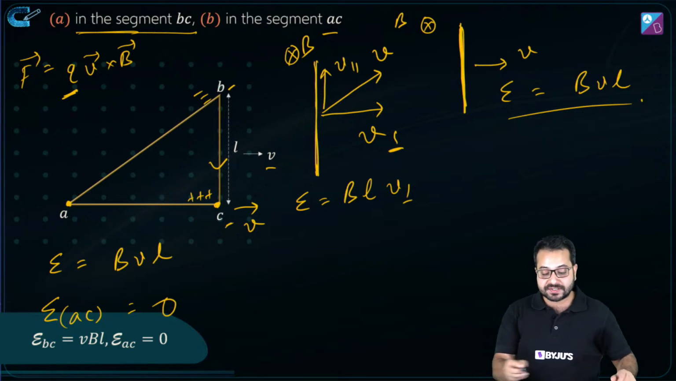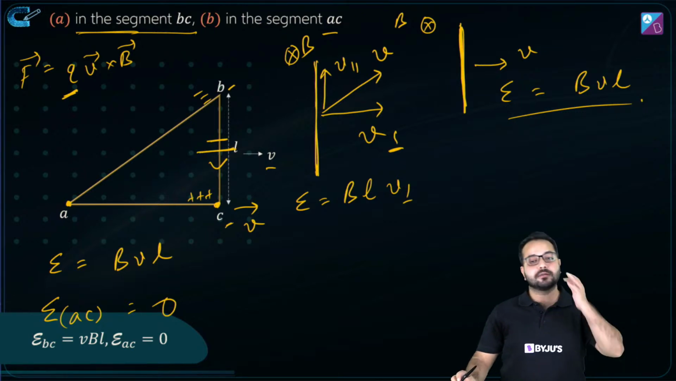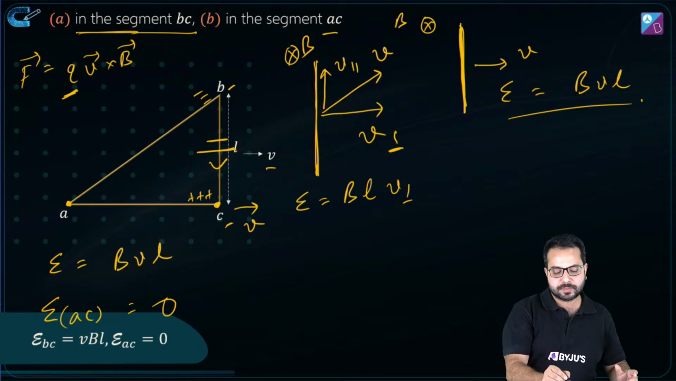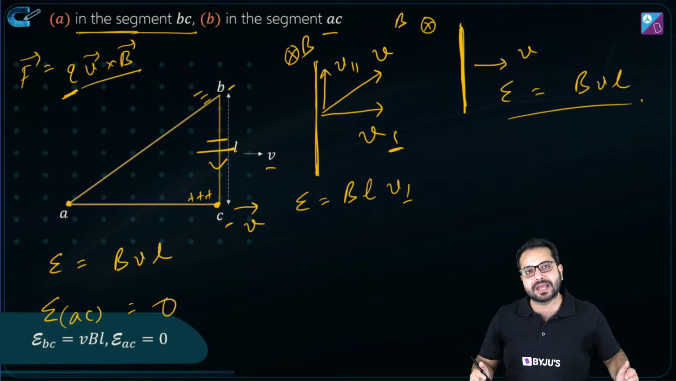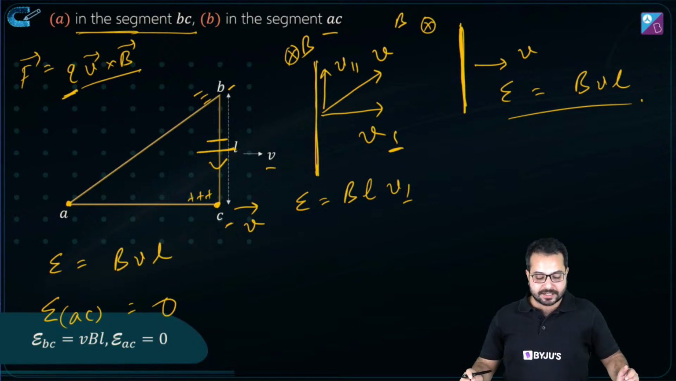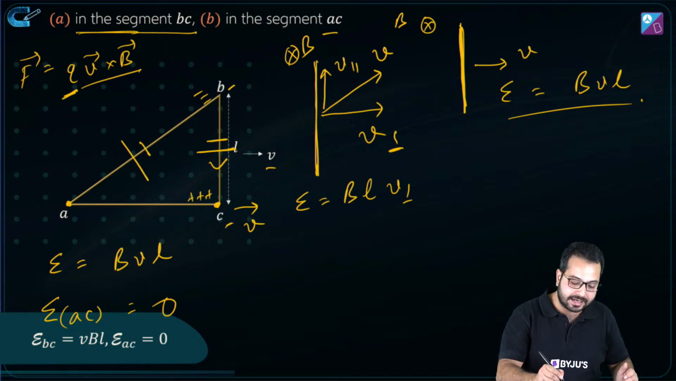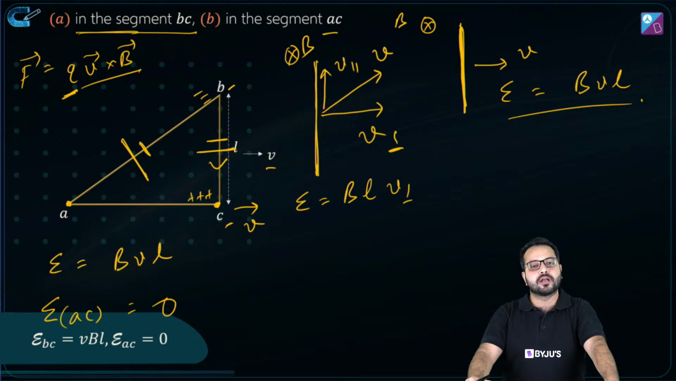Okay, so this tells me that the battery is going to be like this. C is going to be at a higher polarity. So the simple rule is you do V cross B, and whatever is the direction of V cross B, that direction is going to be at higher polarity, at positive polarity. Is that correct? So for BC, the positive polarity is going to be at C, and for AB, the positive polarity is going to be at A. Is this concept absolutely clear?